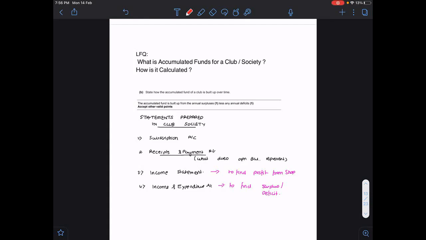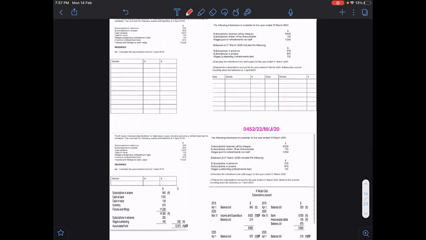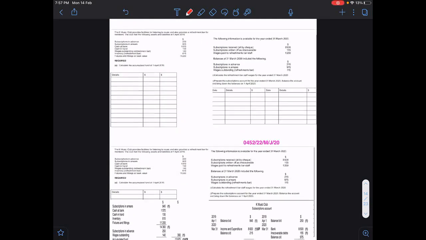What all do we make in clubs and societies? You make the subscription account, then receipts and payments account, then income statement to find the profit from shop, and the income and expenditure account to find the surplus and deficit for the year. Go ahead. Okay.